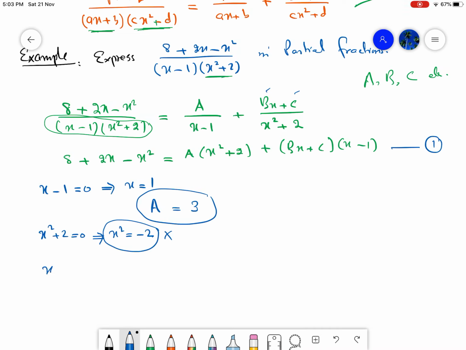But now, as in the previous case, we can also use x = 0. So use x = 0. Once you use x = 0, you will get the value of C after you solve it, which is equal to -2.